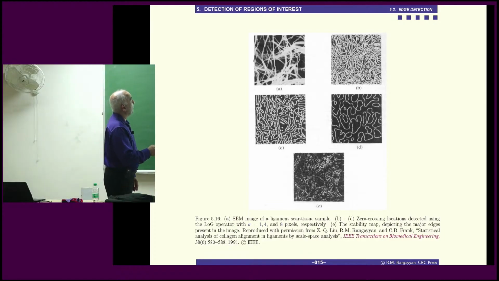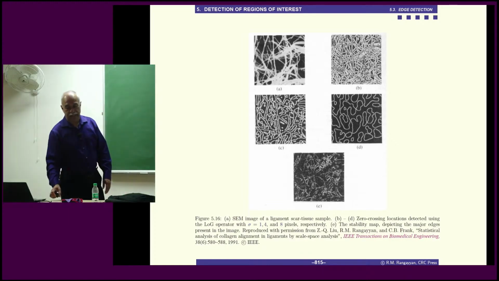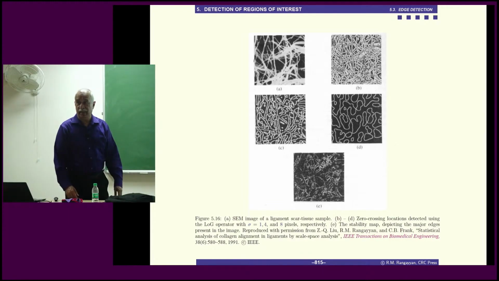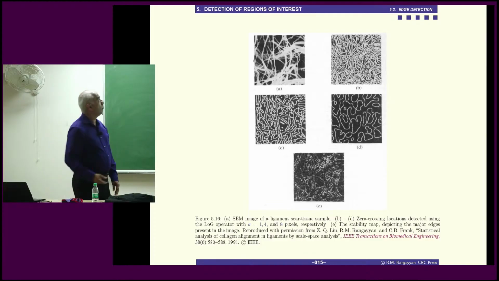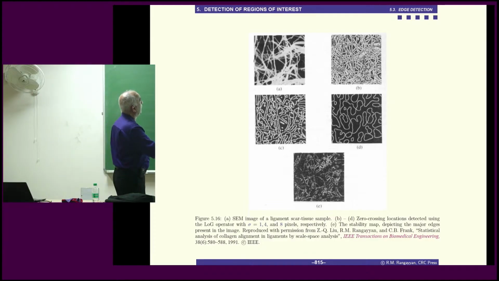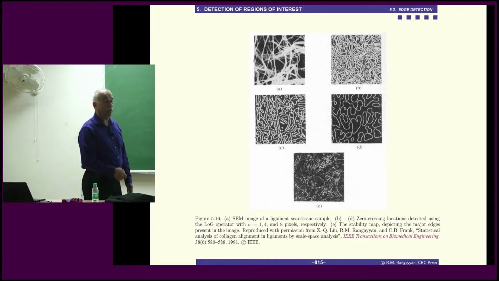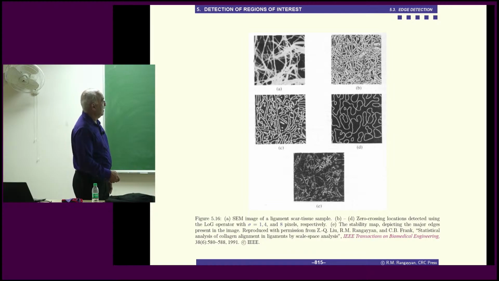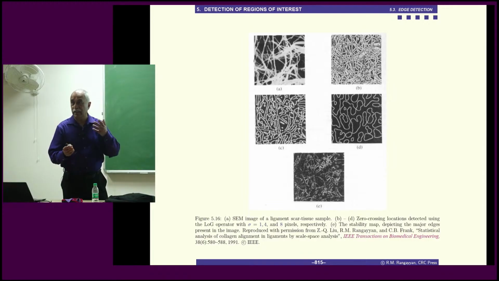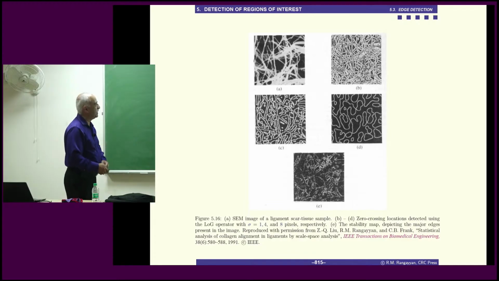This is a scanning electron microscopy image of a ligament sample showing collagen fibers lengthwise. So there are collagen fibers of different thickness, and there are some gaps in between. And these are all zero crossing locations, 1, 4, and 8. And this is the stability map, combining all of them. Now the stability map has values, and you have to analyze those values to find what are the real edges and which points are not corresponding to real edges.